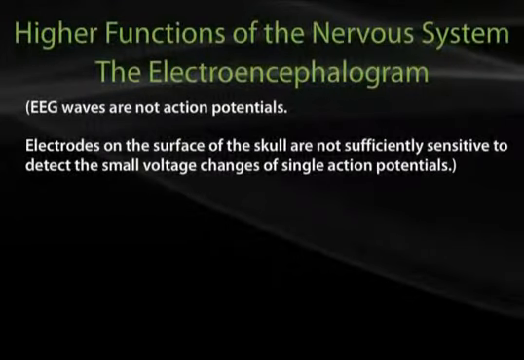EEG waves are not action potentials. The electrodes on the surface of the skull are not sufficiently sensitive to detect the small voltage changes of single action potentials. Here you can see the normal EEG and the waves that it is comprised of.